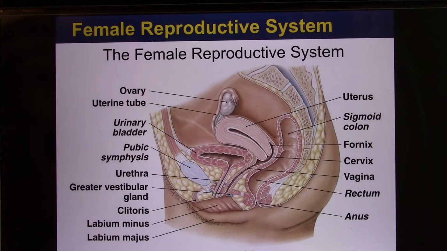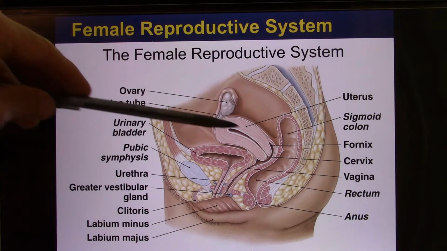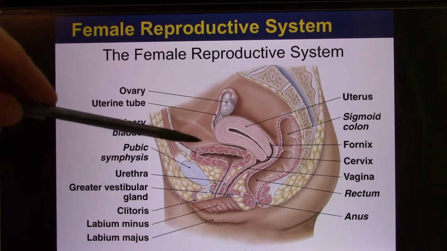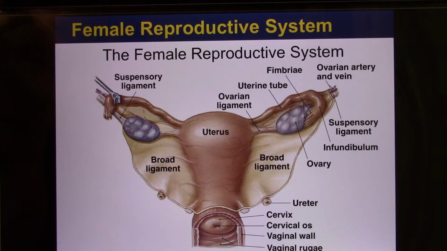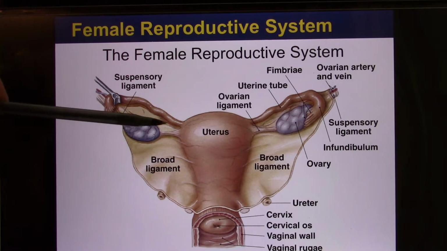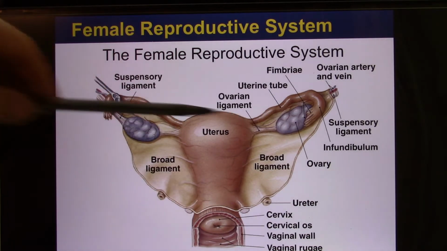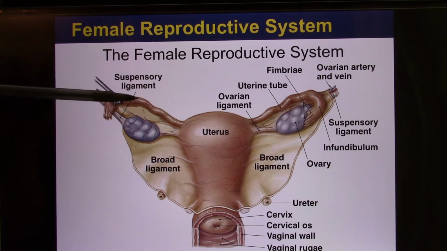Okay, let's keep going. So this is the female reproductive system, the sagittal section. So that's the uterus, and this is the renal system. That's the bladder. So that's the female reproductive system. The uterus, and the ovary, and this is the fallopian tube, also called the uterine tube.